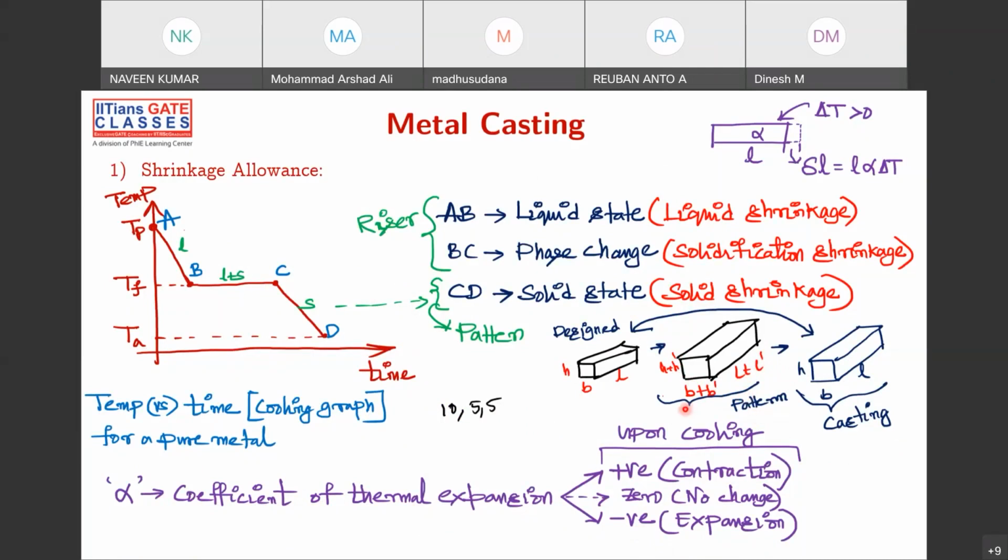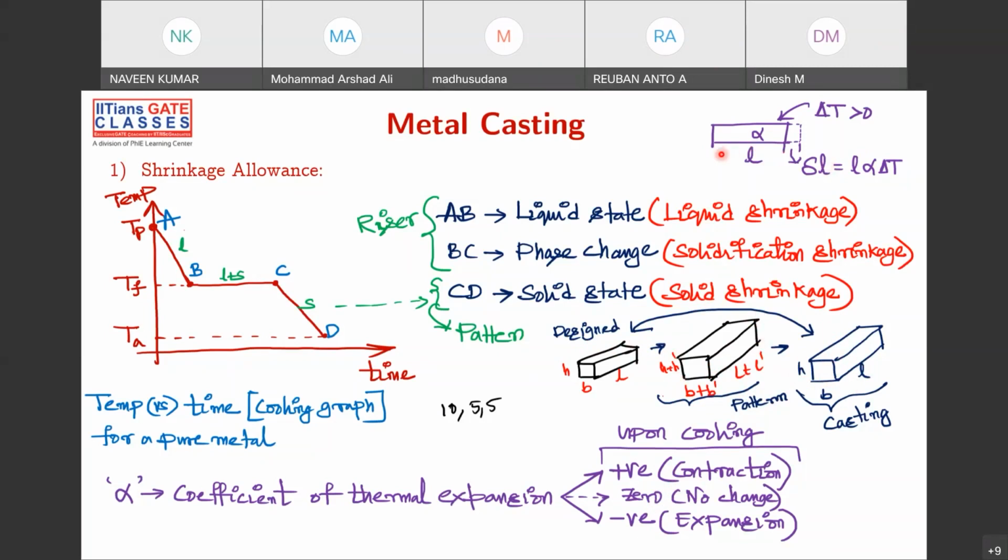Okay. So this pattern has a little change in dimensions based on the alpha value that you have. And then once you take this pattern, you create a hollow section, and into that hollow section you pour liquid metal, you will get the exact casting that you wanted. It means that you have compensated for shrinkage. That is what is called shrinkage allowance.